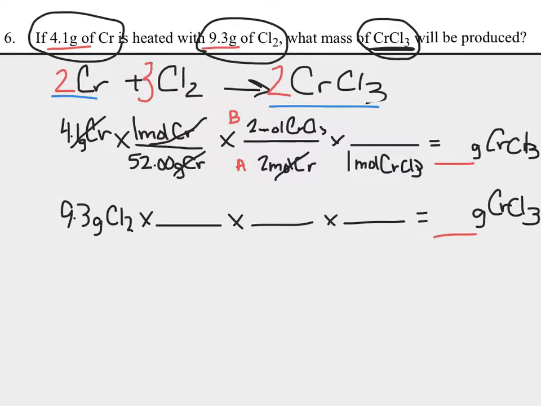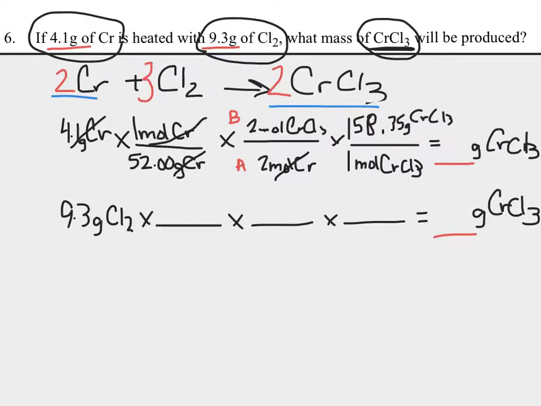That's normal according to our mole map because I'm going from moles of B to mass of B. And then on top I'm going to put the mass of chromium chloride, which is 1 chromium plus the 3 chlorines. Add all of those up and you get 158.35 grams of chromium chloride.